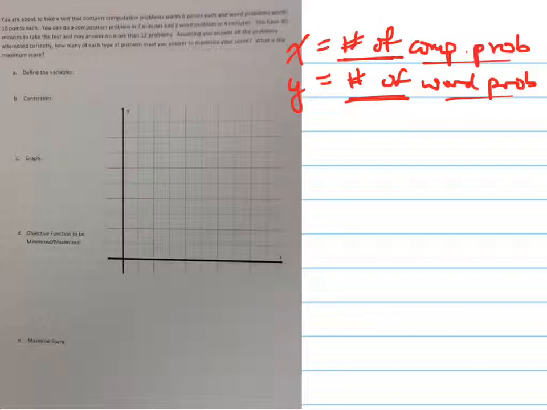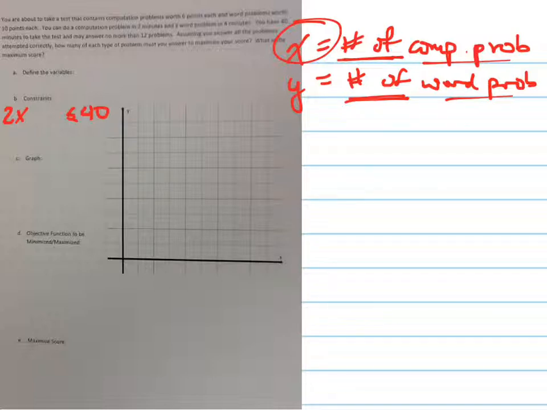It says that you are about to take a test that contains computation problems worth 6 points and word problems worth 10 points. You can do a computation problem in 2 minutes and a word problem in 4 minutes. You have 40 minutes to take the test. So I'm going to have a minutes constraint. My minutes constraint is 40 is bigger than or equal to the max minutes I have, which is 40. And how many minutes does it take me to do each computation problem, X? It takes 2 minutes. So 2X.